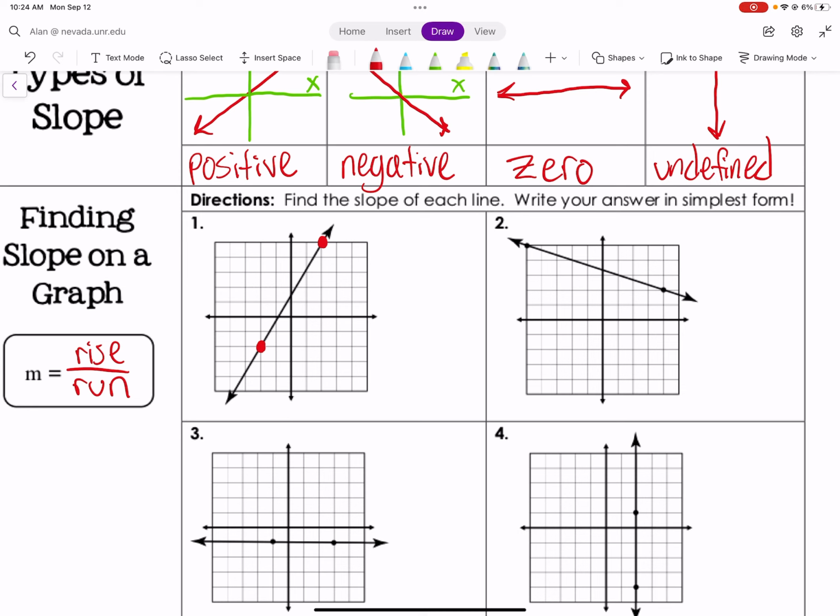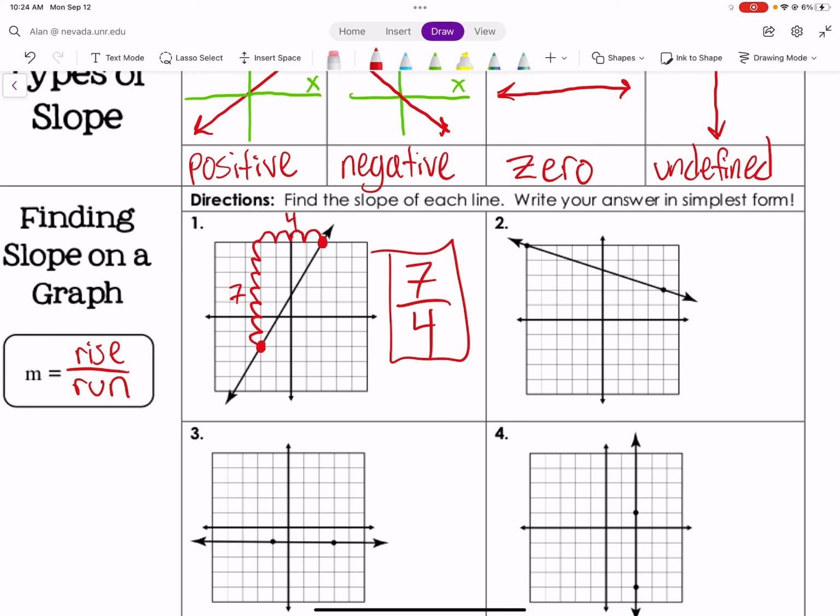So if I start at the bottom dot, I rise 1, 2, 3, 4, 5, 6, 7. I rise 7, and I would run 1, 2, 3, 4. I would run 4. So the slope of this line would be rise over run, 7/4.